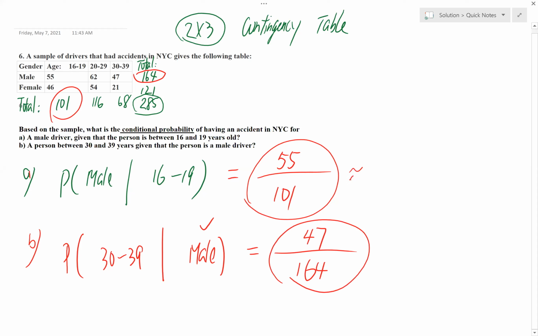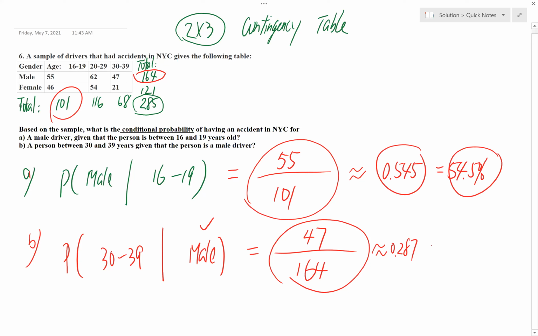If you want to run it as a decimal answer, first one should be 51 by 101. It should be 0.545. Make sure the rounding is proper. So this is approximately 54.5%. Okay. And for P(B|A), 47 by 164, and this turned out to be 0.287. So approximately 28.7%.